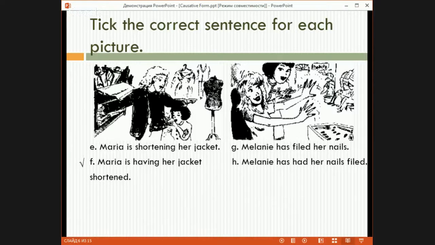Melanie has filed her nails, or Melanie has had her nails filed. As we can see, she's in a beauty parlor. That's definitely that somebody did it for her. That's why we use our construction.